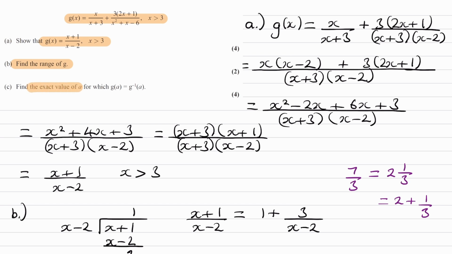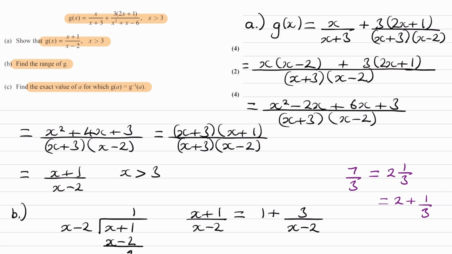And then finally for part C. Find the exact value of a for which g of a is equal to the inverse of g of a. Okay, so there is a quick way to do this. What I'd imagine most students would do is find the inverse of g of x, set that equal to g of x itself, and then work out what a would be. But you actually don't need to work out the inverse function. There is a quicker way of doing this, which I'll show you.